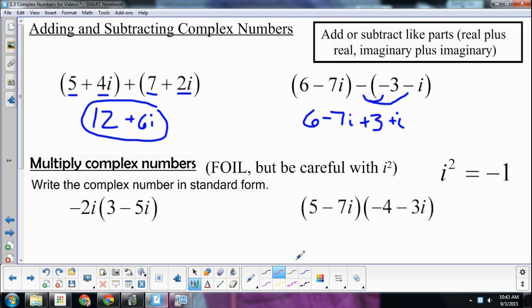So at this point then, I'm going to combine like parts. 6 plus 3 is 9. Negative 7i plus 1i is going to be negative 6i. So 9 minus 6i. There's your answer.